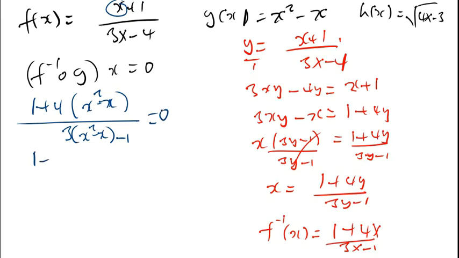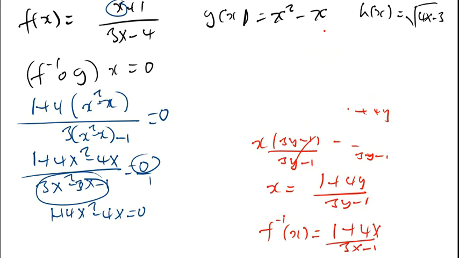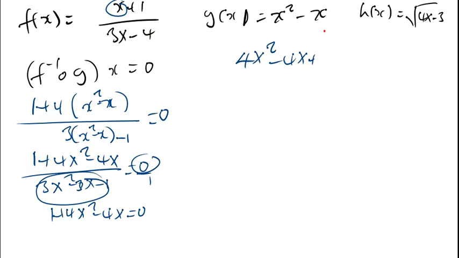So it will be 1 plus 4x squared minus 4x divided by 3x squared minus 3x minus 1 is equal to 0. If you cross multiply, the denominator and 0 will just give me 0. So I'll end up having 1 plus 4x squared minus 4x is equal to 0. So you are solving the equation: 4x squared minus 4x plus 1 is equal to 0.